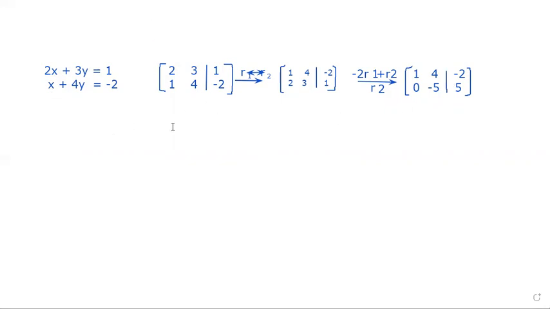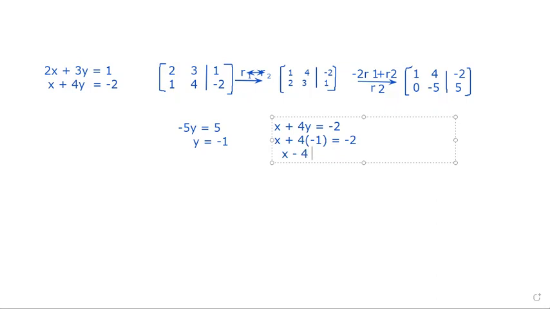So now we can back substitute. I would say -5y is equal to 5. Therefore, y is equal to -1. And then I would back substitute and go into the first row. That would be x plus 4y is equal to -2. Substitute in for y, that is x minus 4 is equal to -2. And of course, we just use our algebra to solve it. After we add 4 on both sides, we will get 2.